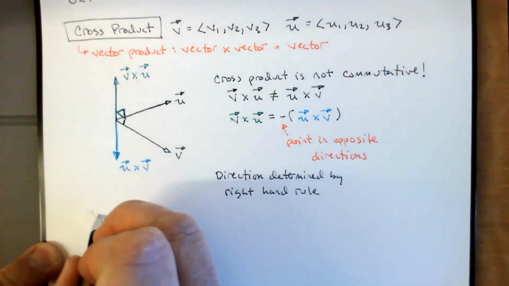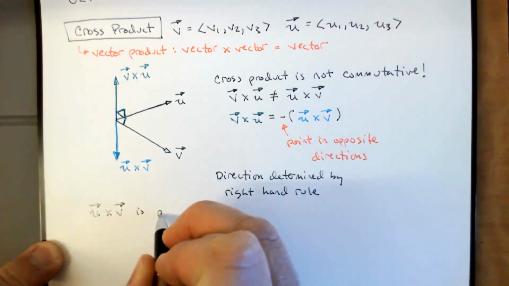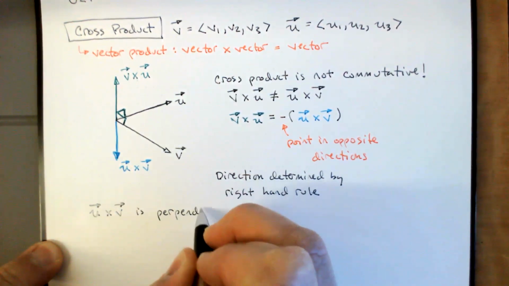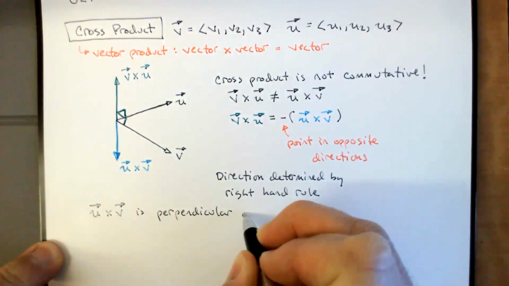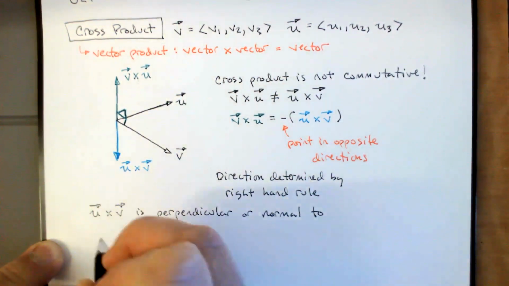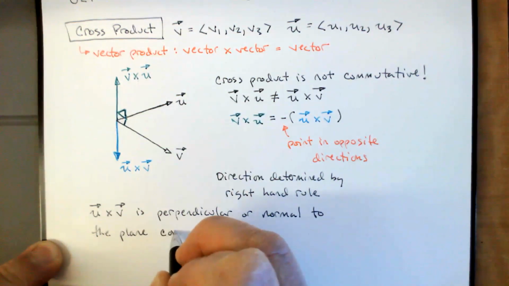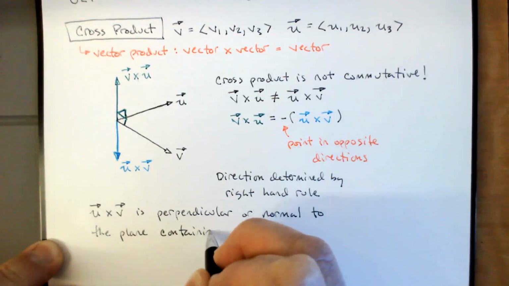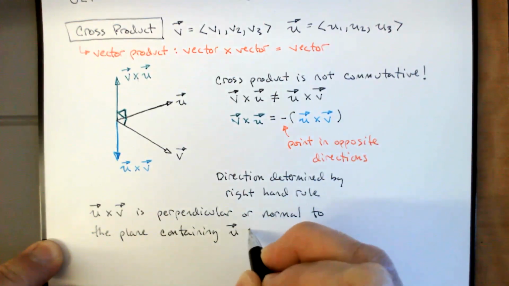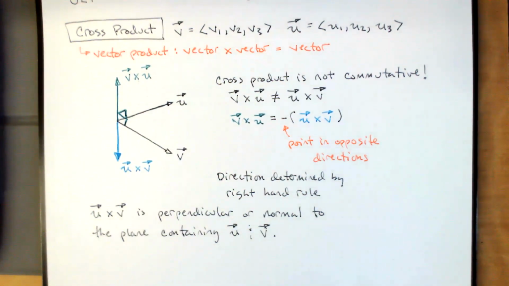U cross V is perpendicular or normal to the plane containing U and V.